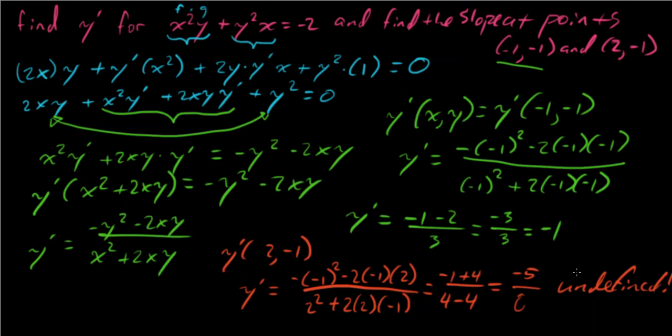So you guys can try that over on your own. Try plugging in negative 1, 2 into your derivative function and see what it kicks out. We get a negative 4 plus 4 over whatever this simplifies to.